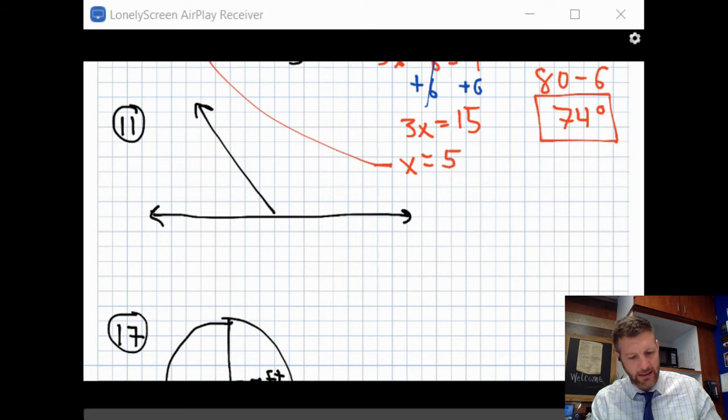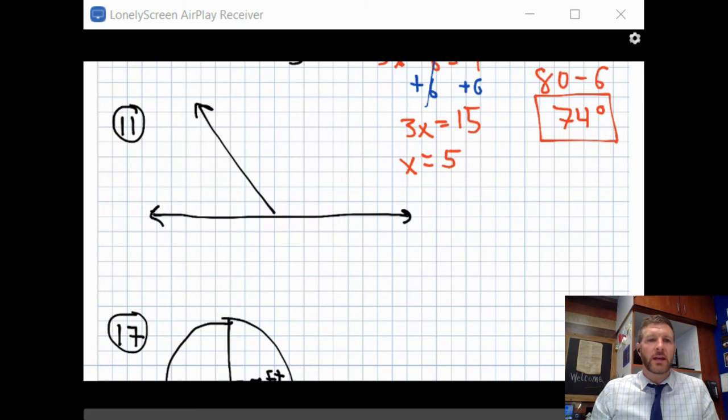Alrighty, here we go. Number 11. I'm going to go ahead and erase this line right here. Number 11, let's read it. This one could be tricky, and the key is to read it carefully and represent it so that you can see what you're supposed to do. An angle's measure is 5 degrees less than 3 times the measure of its supplement. Find the measure of the angle and its supplement.